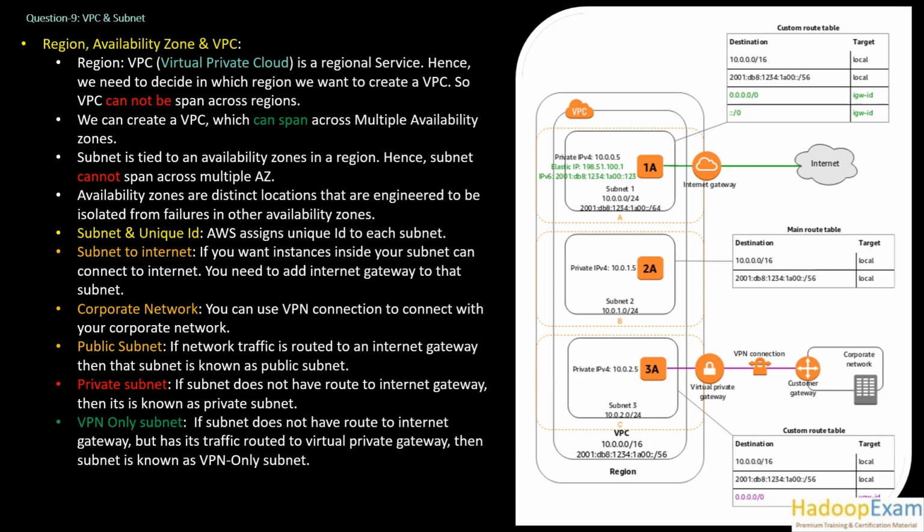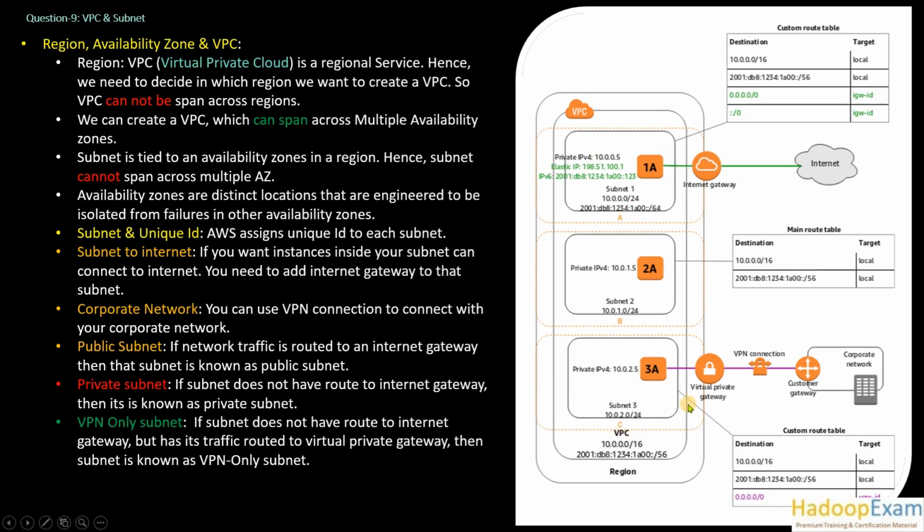We can create a VPC which can span multiple availability zones. An availability zone is equal to one corporate data center. So if you want your VPC to be across availability zones, that is possible. In this diagram you can see this is the entire AWS. In one region we created one VPC network here, but that VPC can be across three availability zones A, B and C. Suppose there are three availability zones, then the same VPC can be across them.